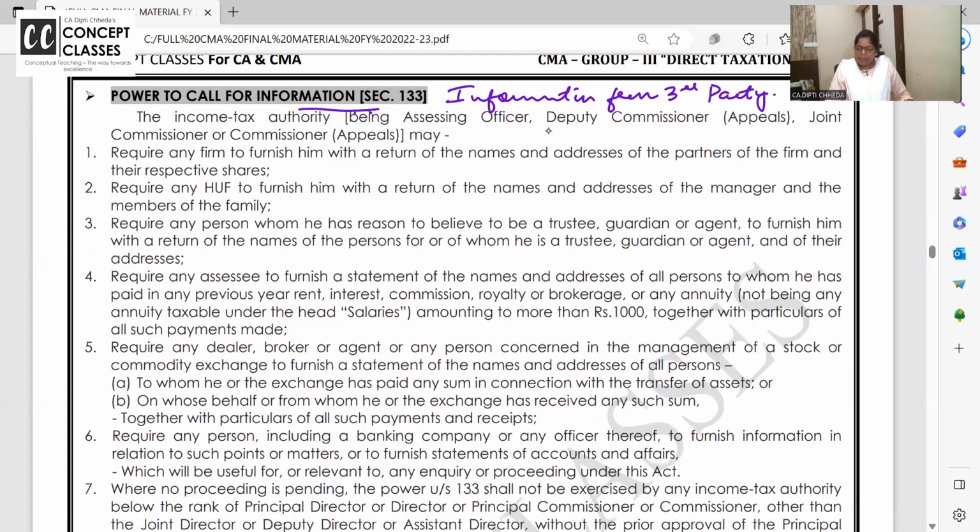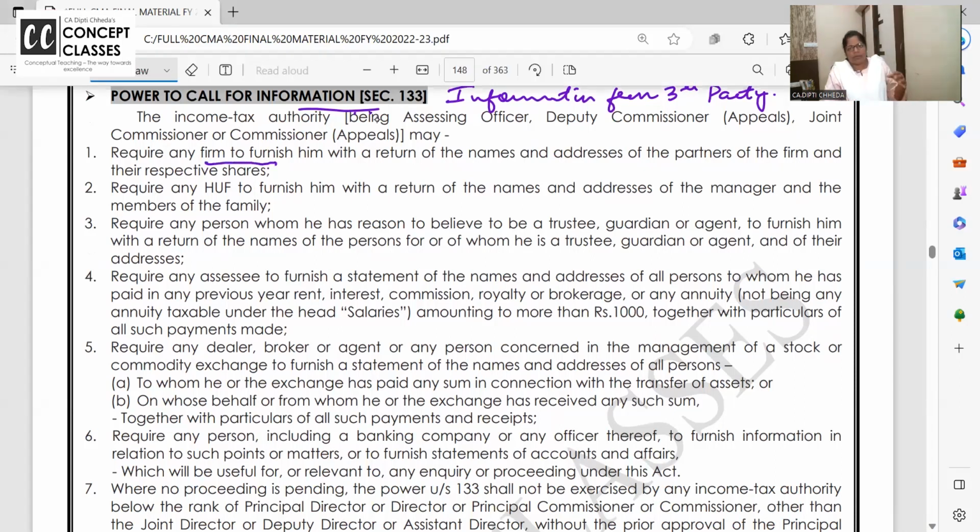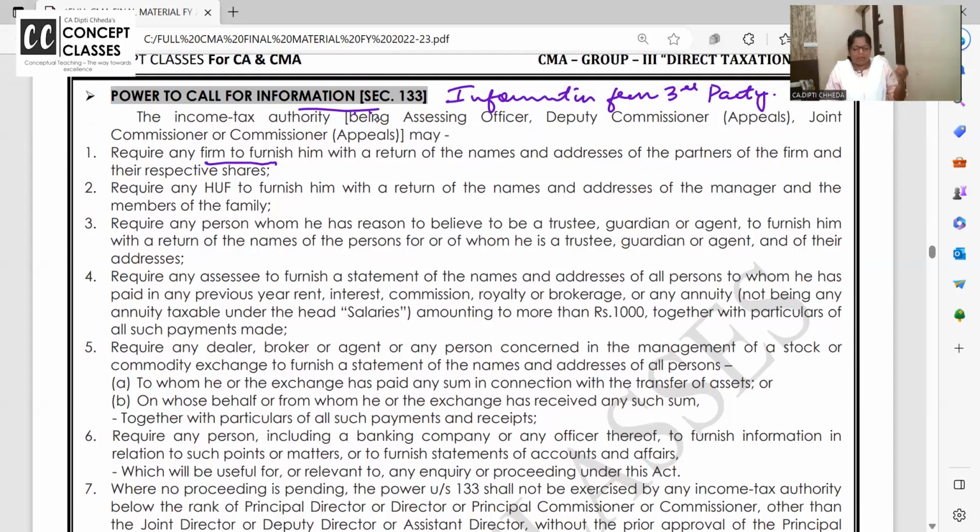Income tax authority being AO, deputy commissioner, joint commissioner, commissioner appeals may require any firm to furnish him with a return of name and address of the partners and their respective shares. They can ask for information of a firm where the SSC is a partner, his share, deed and all. Require, underline the clue word कि किस किस से information हो गया.